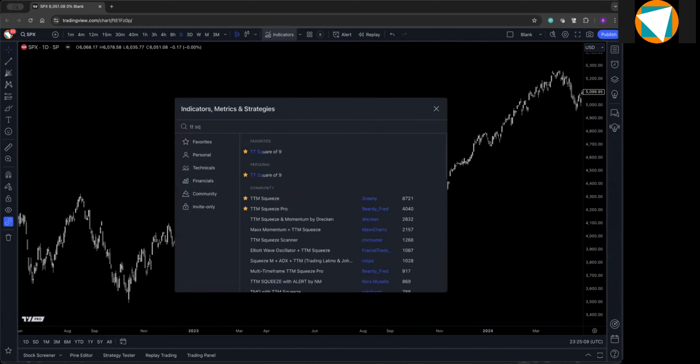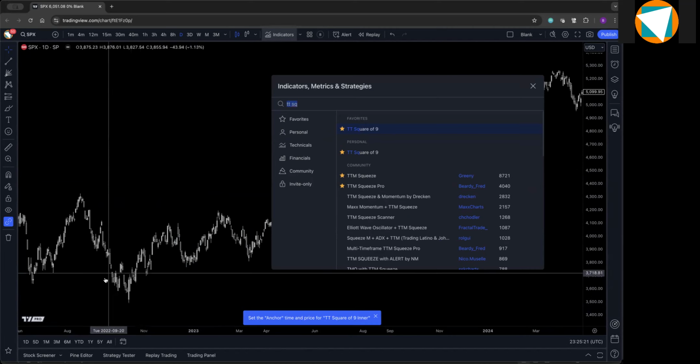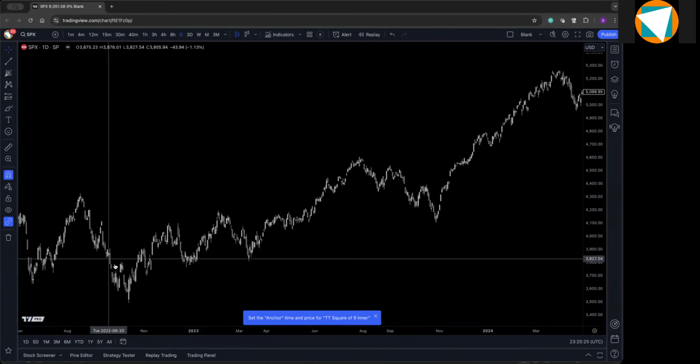The script is called TT Square of 9. TT, of course, stands for Time Trades. And when you select it, you are prompted to set the anchor time and price for the script. Okay, so when we click on the chart, we're setting two values. We're setting the time, we're setting the price.